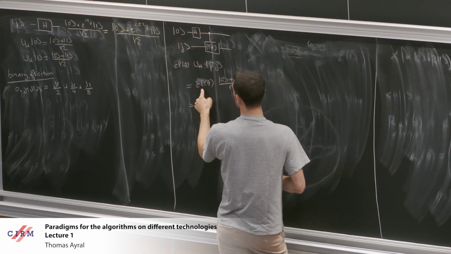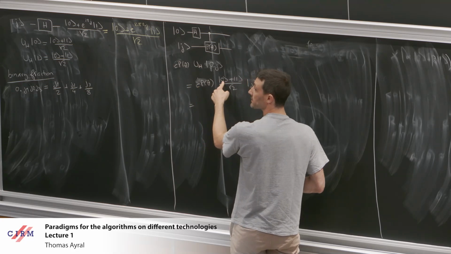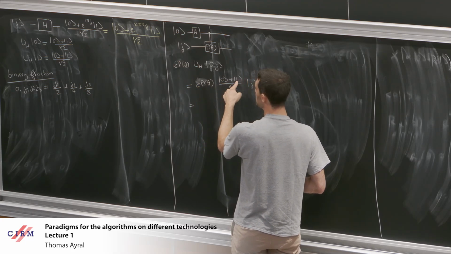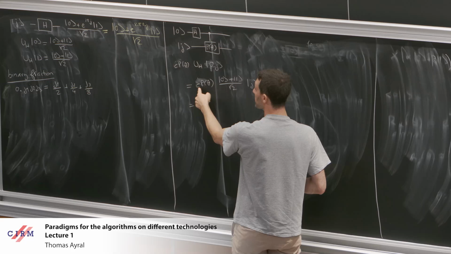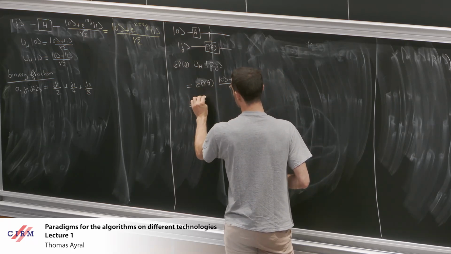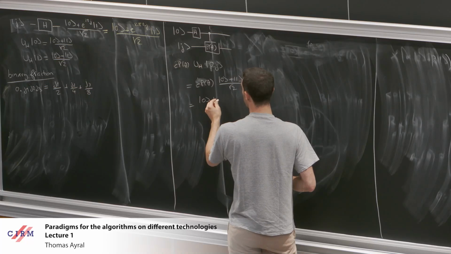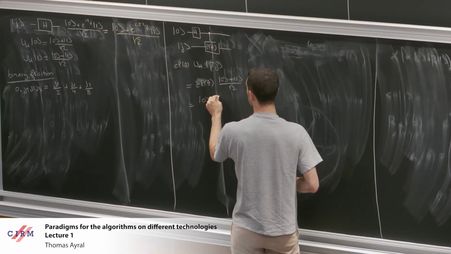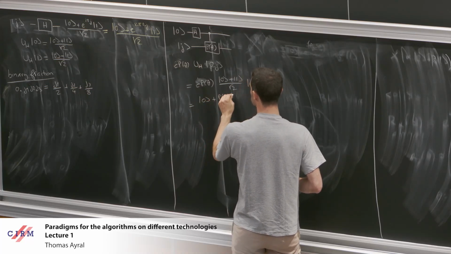And then here's what the control phase does. For this first 0, it doesn't do anything. And when the control bit is 1, then I apply the phase to the second qubit. So it means that I get 0 plus the phase, control phase. So now I need to apply phase of theta to j.